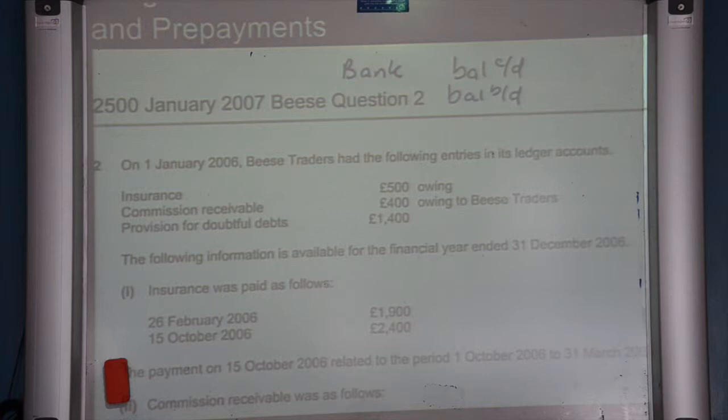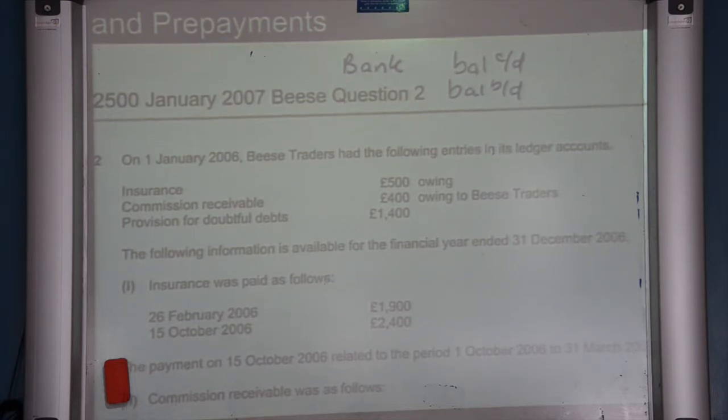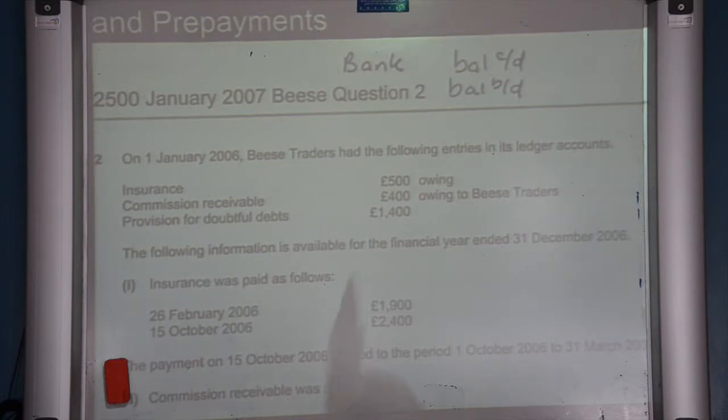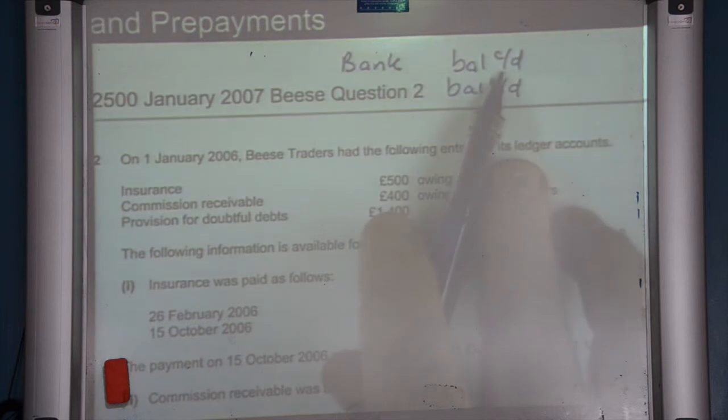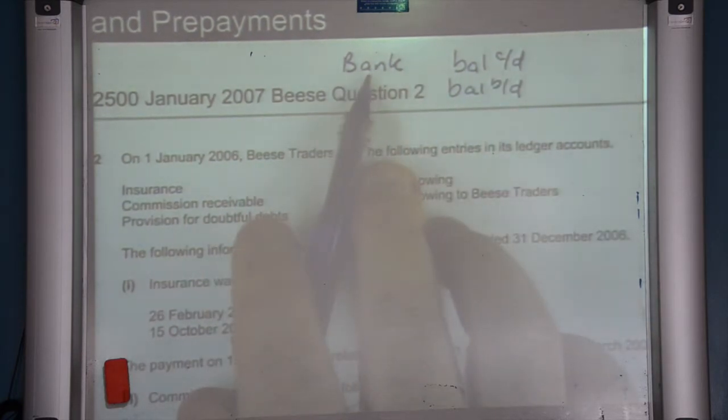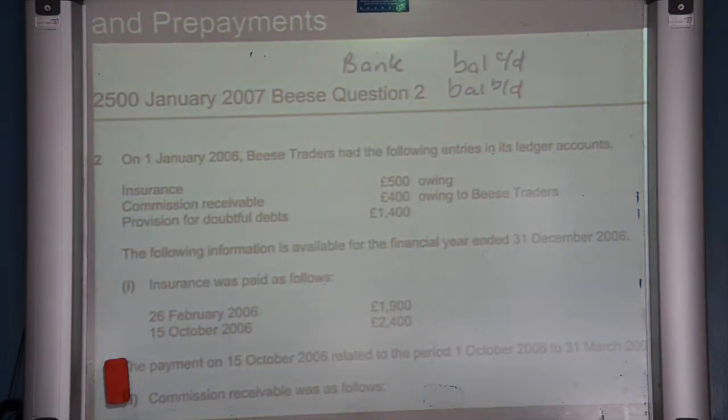So your first task with the Beese Traders question is to go through and actually try and label some of this stuff even before you do the question. And you must read it carefully, word for word. Alright? BAL BD means the start of the year. So you need to know when the year starts. BAL CD, end of the year. When does the year end? And did the amount go through our bank account? So your first task is to go through and label what these items are first. I'll give you a couple of minutes.